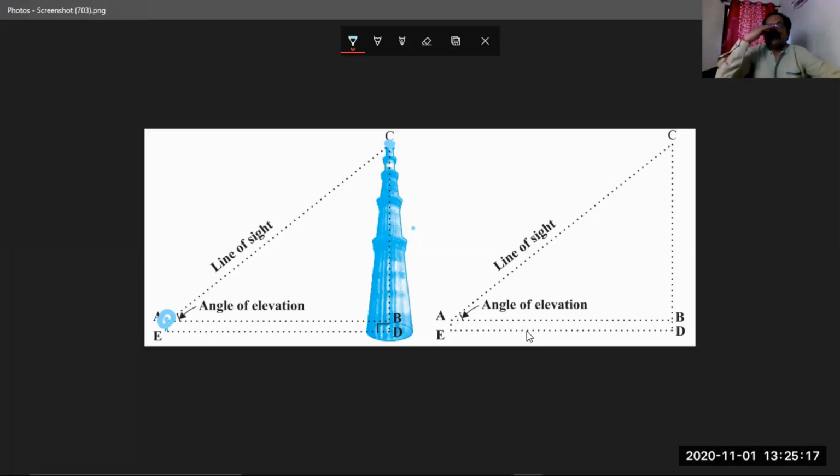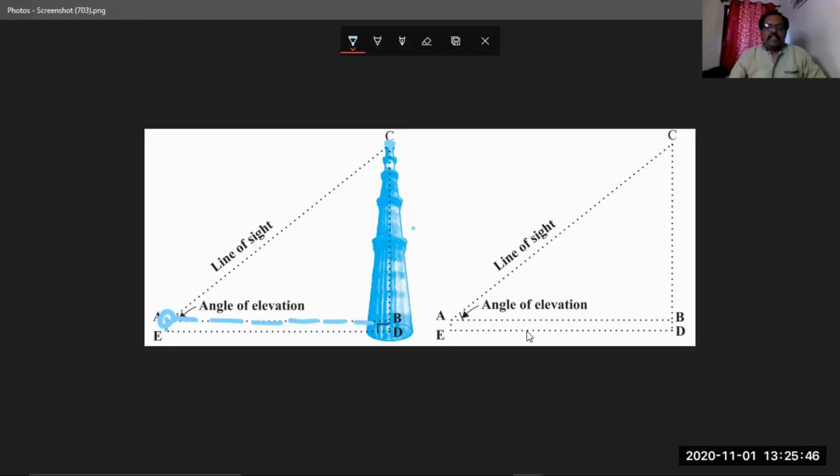This is the eye level here. Just as a person stands, where is his eye? The horizontal line at the height of his eye is nothing but the eye level. So here I can say the eye level of a person is this line. This dotted line is nothing but the eye level, or we can say the horizontal line.